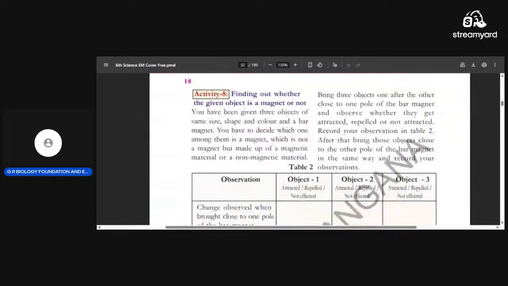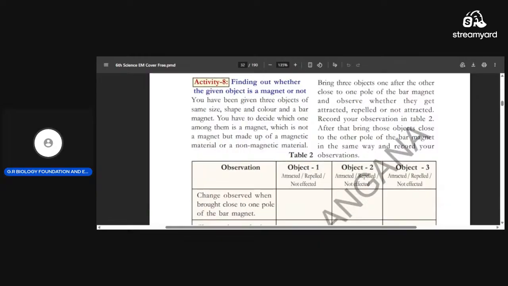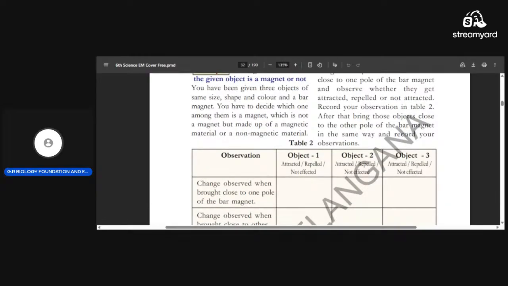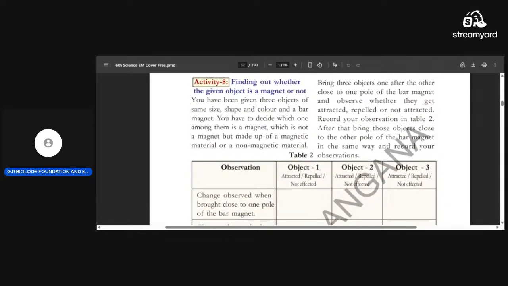Now we are going to discuss activity 8. What is this activity 8? Finding out whether the given object is a magnet or not. This activity we did in the classroom. You have to take one magnet and three materials of the same size, shape, and color. So here, what is the conclusion in this activity?